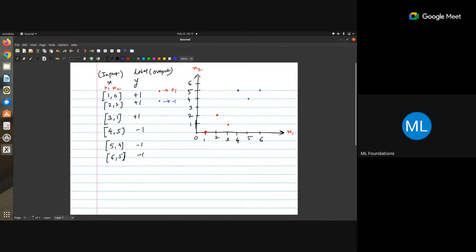So all these blue dots, if you see, these are having labels as minus 1. And these red dots are having label as plus 1. So this is how it will look on the coordinate axis. So this is two-dimensional data, and this is its label.